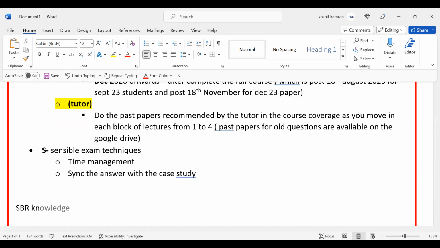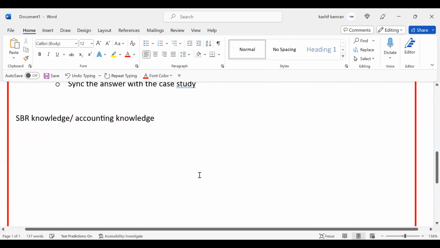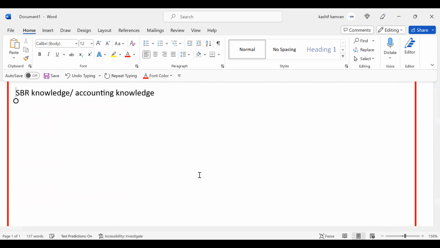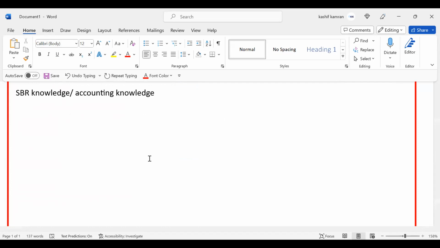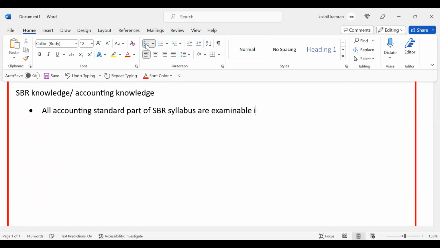SBR knowledge, accounting knowledge. Let's see how to go about it. First of all, when you are revising your accounting knowledge, let's write a note over here. Number one, all accounting standards as part of the SBR syllabus are examinable in AAA.